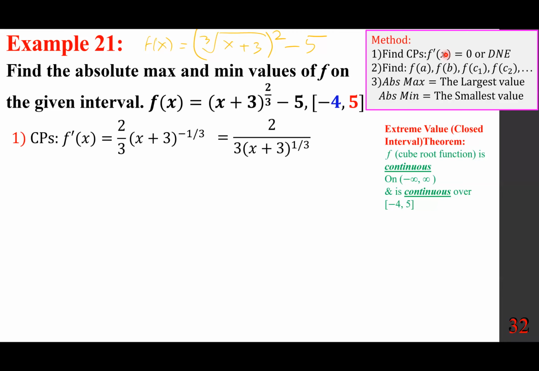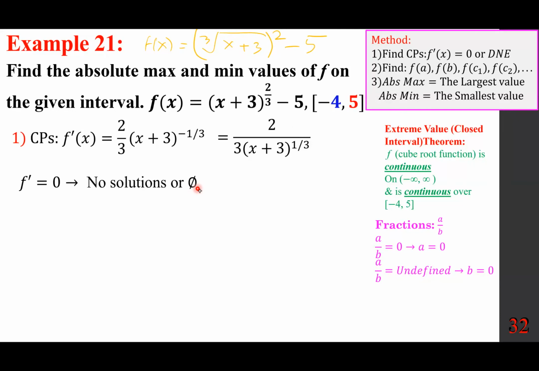The next step is to look at two things: where f prime is 0, where f prime doesn't exist, and find those values. F prime is 0 means the fraction is 0. A fraction in the form of a over b is 0 when the top, the numerator a, is 0. And it's undefined, or does not exist, when b is 0. So it's 0 if the numerator is 0. Since the numerator is a number, it doesn't matter big, small, fraction, decimal, there are no solutions. This means no solutions.